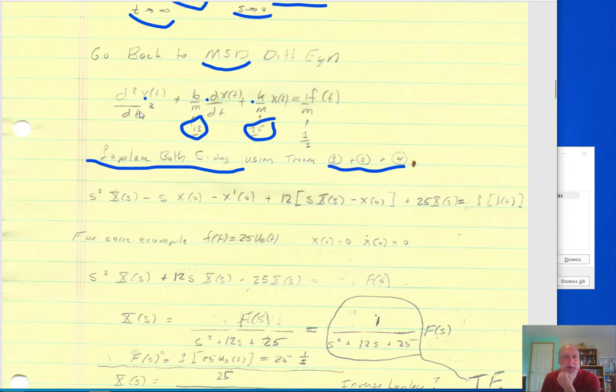All right, so the second derivative, let's start with this term here. That's actually easier. So we have 25 times x. The Laplace of just the function x turns into capital X of s. That's easy. Okay, the first derivative here, the 12 goes along for the ride. The derivative turns into s times X minus the initial value. Second derivative turns into s squared times X minus s times the initial condition minus the first time derivative evaluated at 0. Again, we're just using the formulas from the theorem up there.